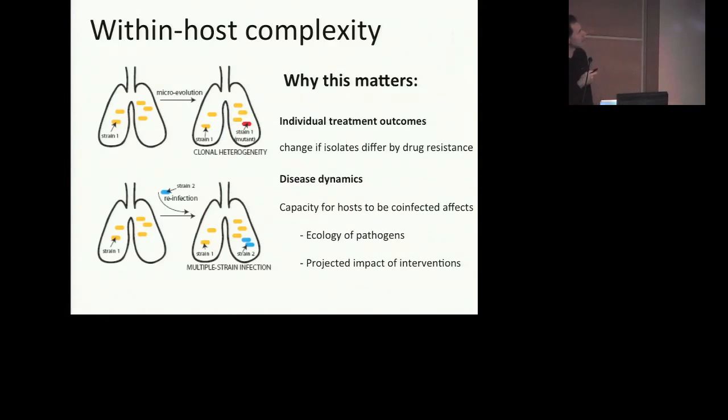So we're going to call this situation clonal, and this situation multiple strain infection or mixed infection. Before we even talk about how we tell them apart, we can talk about why. Why do we care? Well, there are a few reasons. One is that there's a difference in individual treatment outcomes, especially if the first strain is sensitive to drugs and the second one is resistant to drugs. A situation of clonal heterogeneity suggests that our treatment is leading to the evolution of drug resistance, so the way that we treat the patients is perhaps not appropriate, or they're not taking their drugs regularly.